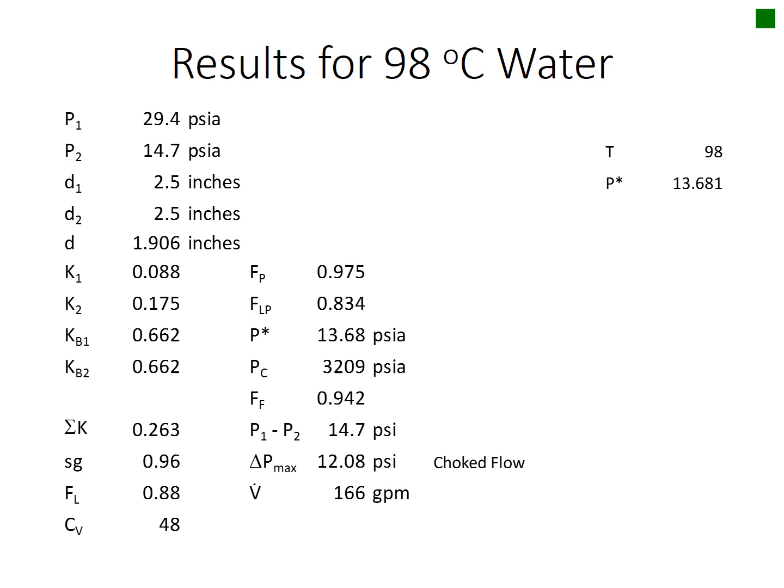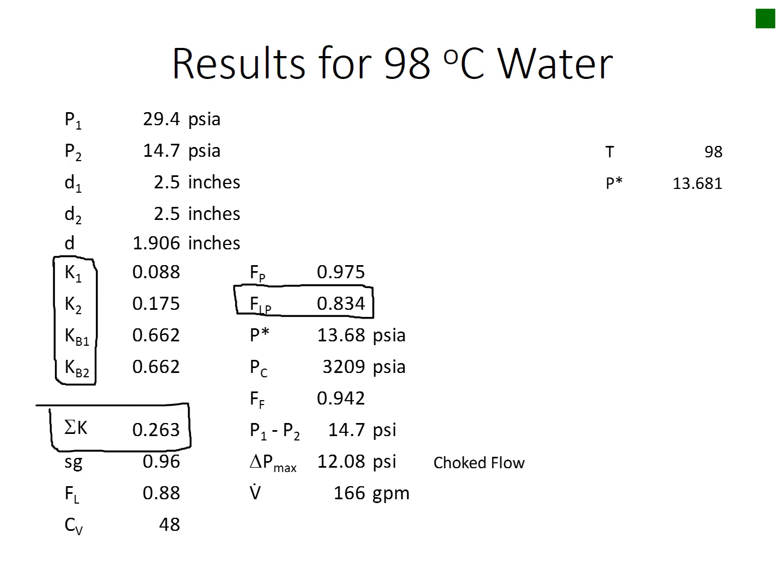So here are the results using an Excel spreadsheet for the various calculations. And then I calculate my K1, K2, KB1, KB2. Also factor in my FLP, got my value of F sub F, and we can then look at my sum of my Ks, which is 0.263, using specific gravity and FL in this equation.